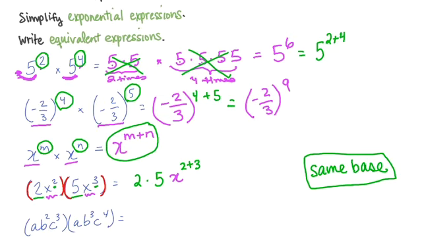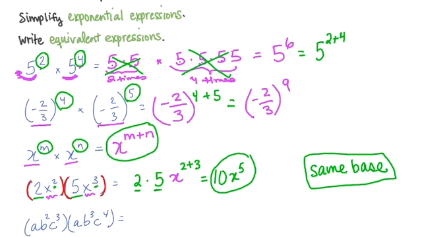I can't do the same with my coefficients though, because they're not the same. 2 and 5 are 2 different bases, and so the only thing for me to do here when it comes to simplifying this expression is multiply these coefficients, which is 2 times 5 is 10, and then go ahead and add the exponents for that x, which is 2 plus 3 makes a 5. Let's go ahead and try the next problem.